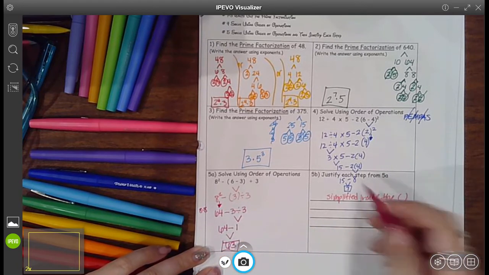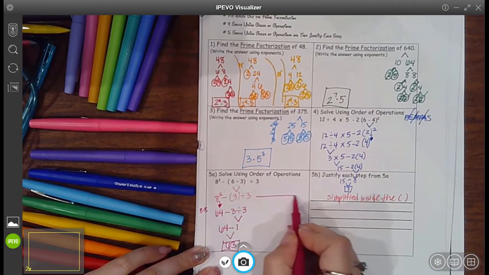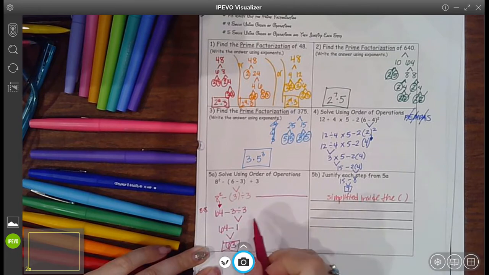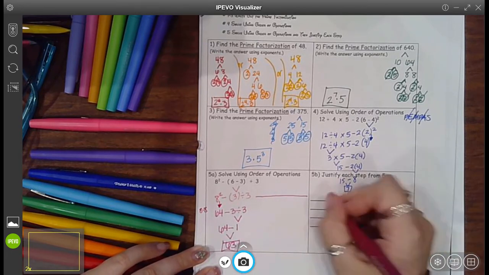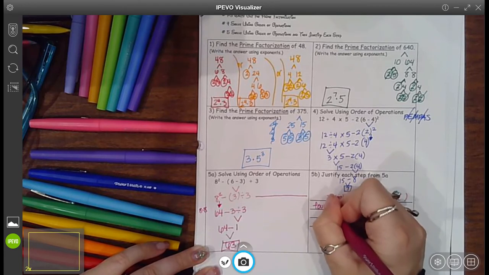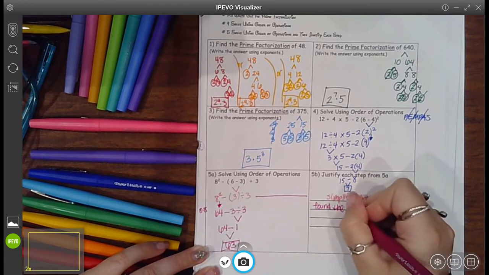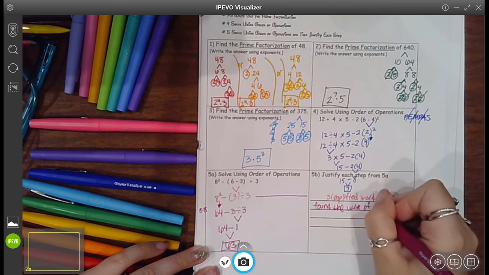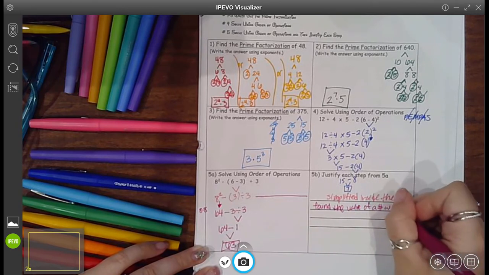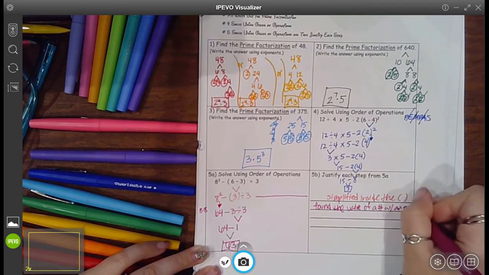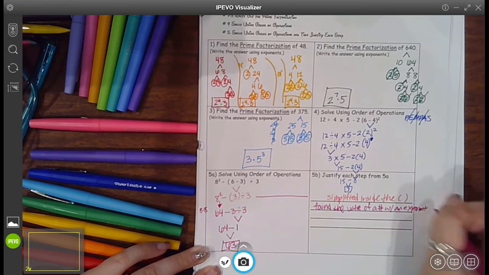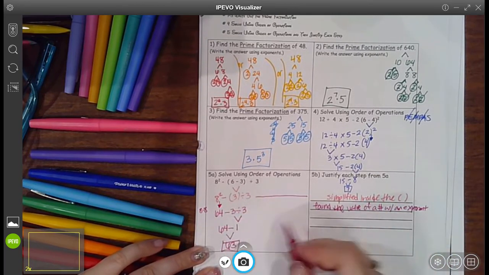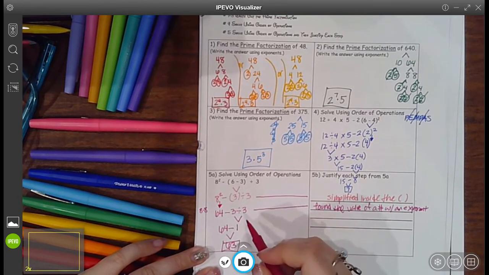Okay, so first, right here, we simplified inside the parentheses, right? What did we do from this step to this step? I found the value of a number with an exponent. So I found out that 8 squared equals 64. That's all I did.